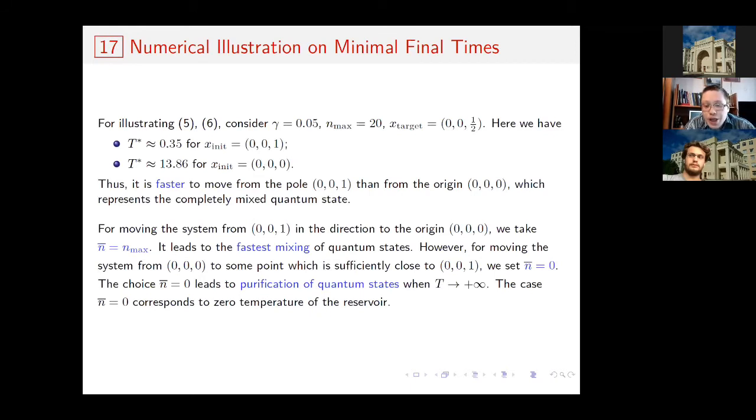In other words, purification is such a problem which requires more time than mixing quantum states. This simple illustration, of course, is only some particular class, some particular initial and target points. Also, we consider more general classes, numerical methods for estimating reachable sets.